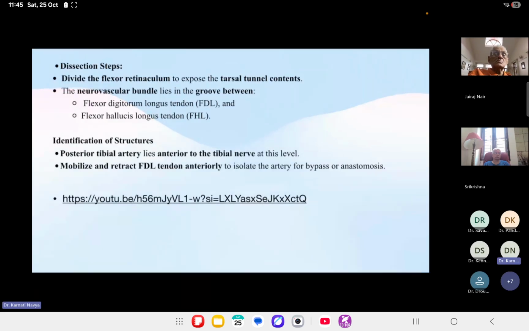Dissection steps. First, divide the flexor retinaculum to expose the tarsal tunnel. The neurovascular bundle lies in the groove between the flexor digitorum longus tendon and the flexor hallucis longus tendon. Then identify the structures: the posterior tibial artery lies anterior to the tibial nerve at this level. Mobilize and retract the flexor digitorum longus tendon anteriorly to isolate the artery for bypass and anastomosis.